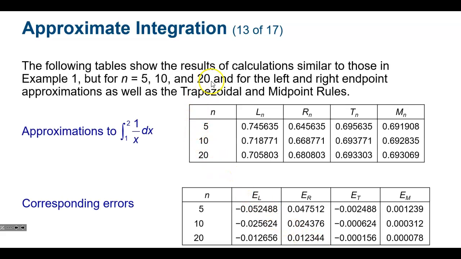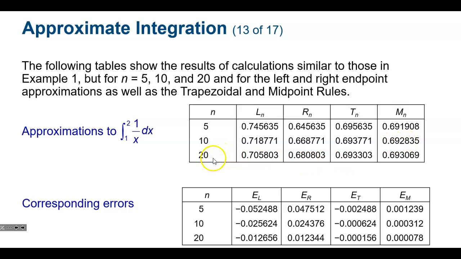Now the following tables show the results of calculations similar to those in example 1, but for n equal to 5, n equal to 10, and 20, and for the left and the right endpoint approximations, as well as the trapezoidal and midpoint rules. So again, approximations to the integral from 1 to 2 of 1 over x dx. When n is equal to 5, you can see what the area is for the left, for the right, for the trapezoidal rule, and the midpoint rule. When we have n equal to 10, you can see how these numbers are getting smaller here, getting larger here, approximately 0.69, again approximately 0.69.